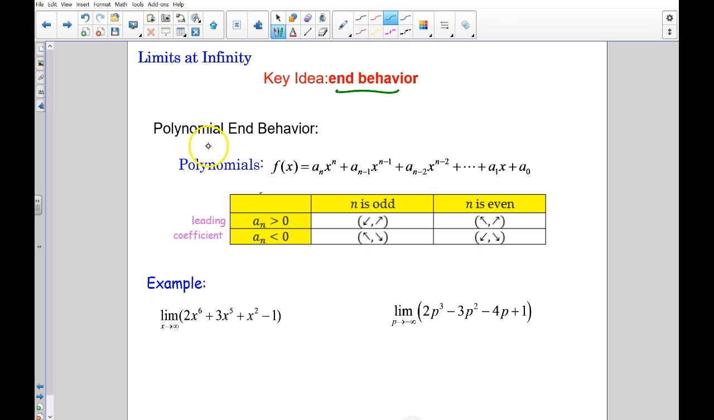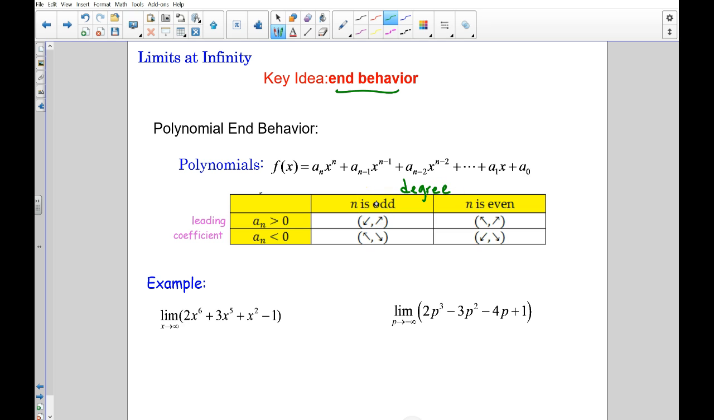In the case of a polynomial function, which can be expressed in this form, a sub n x to the n plus a sub n minus 1 times x to the n minus 1, etc., down to a sub naught, what is the degree? So these two represent the degree of the function.